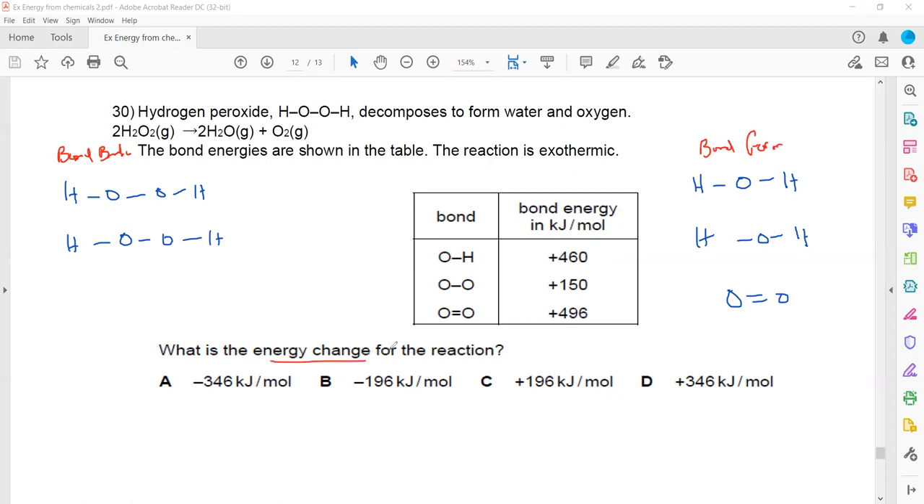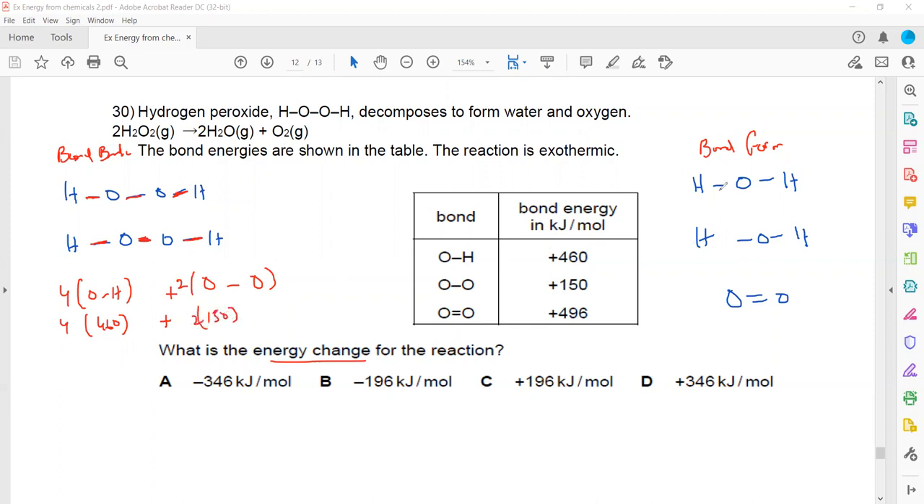So what is the energy change? The bond breaking minus bond forming. What is the right answer for this question? So we have 1, 2, 3 and 4 OH bonds for bond breaking. And we have 1 and 2 oxygen single bonded with oxygen. So it will be 4 into OH 460, plus oxygen single bonded with oxygen. So two are there, so it will be 2 into 150.